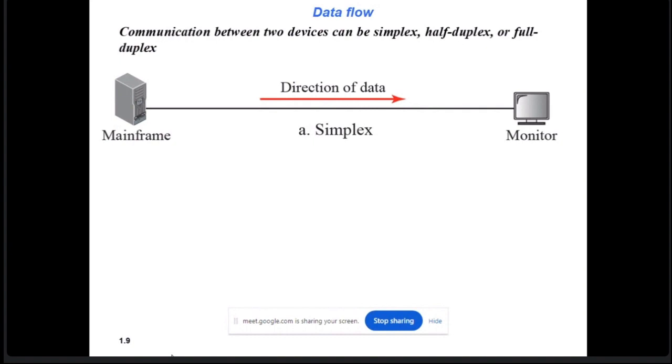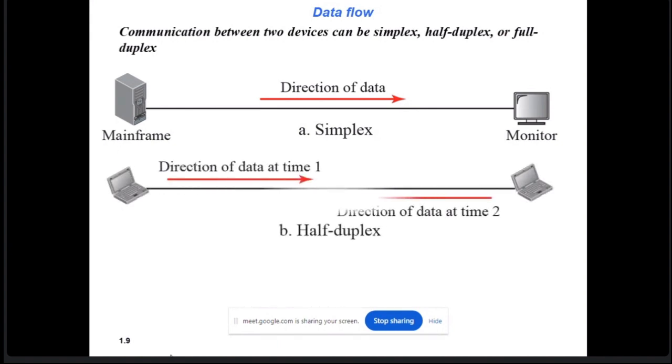Mainframe sends information to the monitor. At the same time, the monitor cannot send anything to the mainframe. The information has only a single direction, which is called unidirectional. Let us take our keyboard. If you keep pressing this key, the signal will be transmitted and move to the display. From the display, we should not get information back to the keyboard. It is the best example for simplex. So keyboard and monitor are the examples.